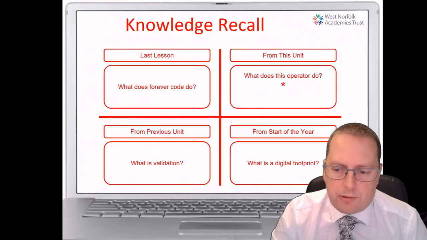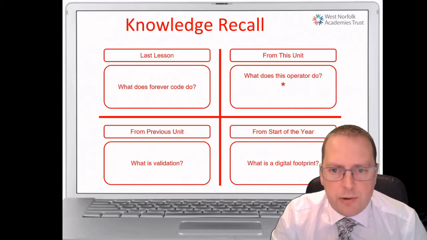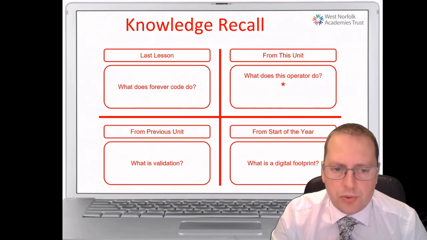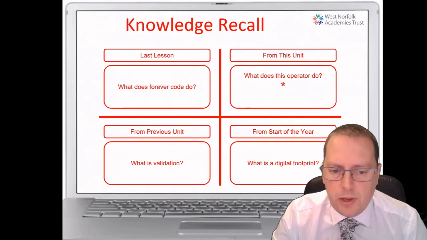Before we move on with our scrolling background, we have our knowledge recall from previous lessons, and the questions that you need to answer are: what does forever code do? What does this operator do? And I've got this asterisk here, so what does this asterisk do? What is validation? And what is digital footprint? So you need to pause the video and answer these questions in your ePortfolio.